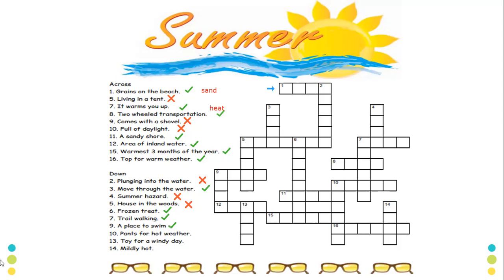Ten. Wait, I need to think what ten is. Can you read first? I think ten is pants for hot weather. What will you wear on your bottom if it's hot weather? Will you wear jeans? Ten is one, two, three, four, five, six letters. Pants for hot weather. Shorts. That's correct. Shorts. S-H-O-R-T-S. That's right. Shorts. Number 13.